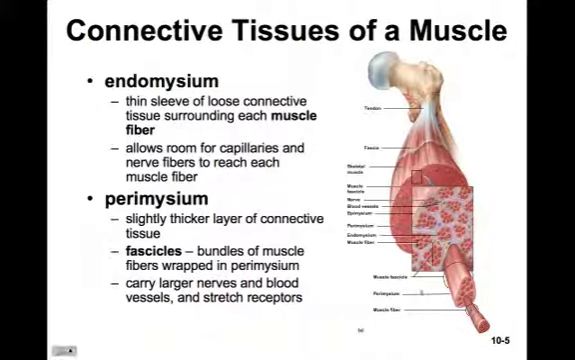The muscle fibers are organized in bundles called fascicles. These fascicles are covered in a slightly thicker layer of connective tissue that's called the perimysium. They carry larger nerves and blood vessels, as well as some stretch receptors that we'll investigate in the next chapter.